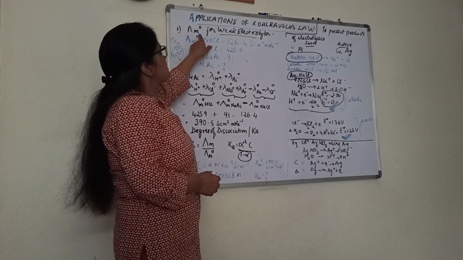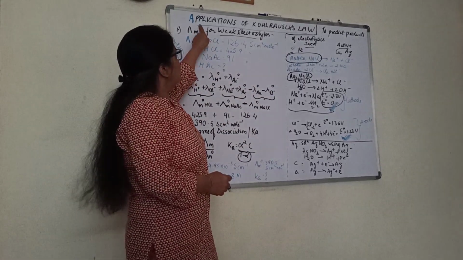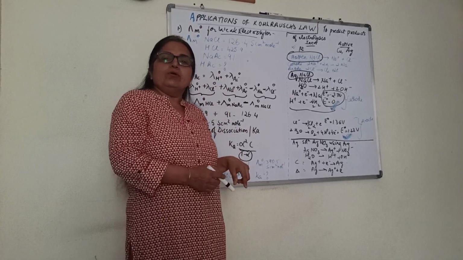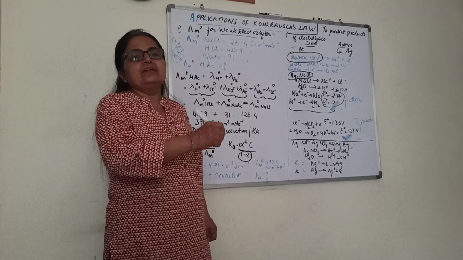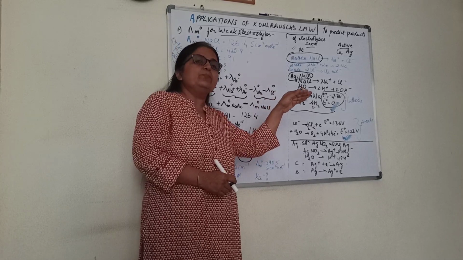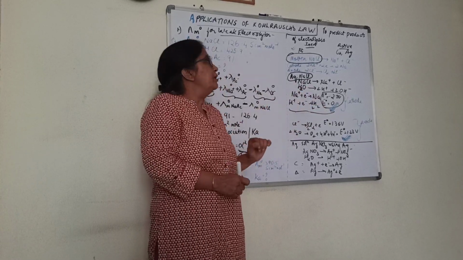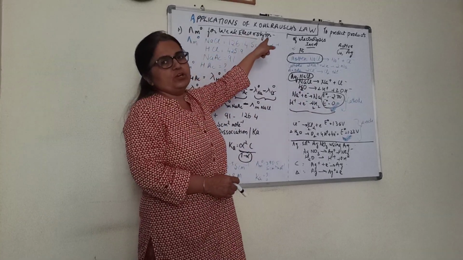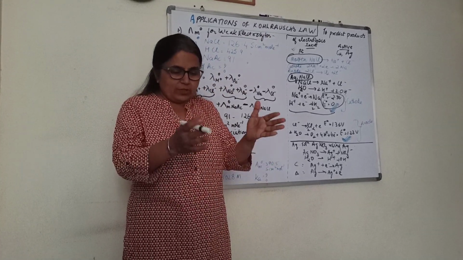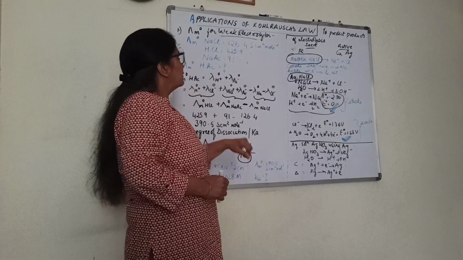First application is, how do you read this? Limiting molar conductivity, or we can also call that molar conductivity at infinite dilution, because that is the maximum point up to which it can be diluted. So for weak electrolyte we are calculating. I am discussing with a question so that it is clear exactly how we are calculating.